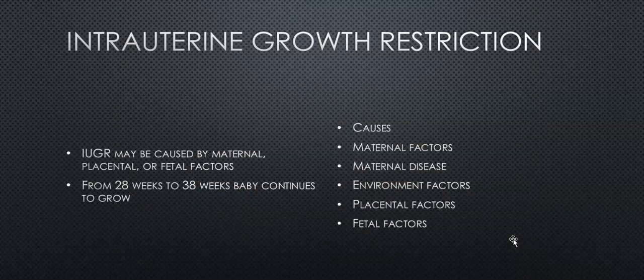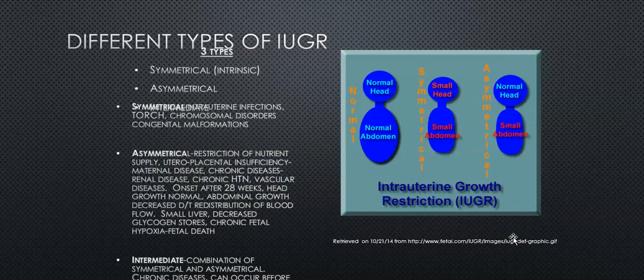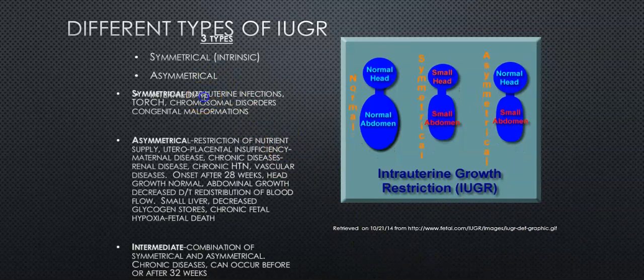We know that from 28 weeks to 38 weeks, the baby's growth meets very specific markers and they continue to grow. But babies that are classified as IUGR may not meet those growth markers. Again, maternal factors, disease, environmental factors, placental factors, and fetal factors can bring us to this table. There are different types of IUGR. There are three main types that I present to you: symmetrical, asymmetrical, and intermediate. Symmetrical is usually related to intrauterine infections, TORCH infections, chromosomal disorders, and congenital malformations.